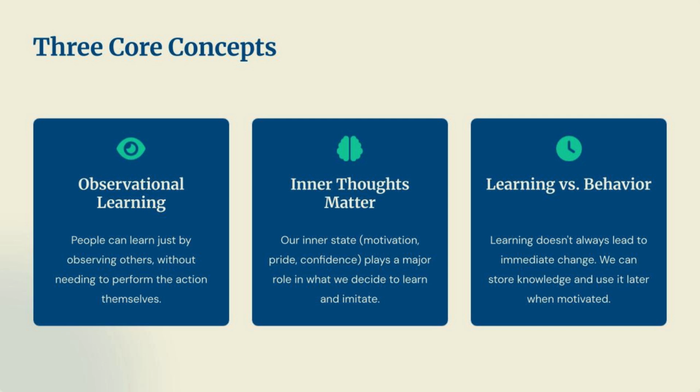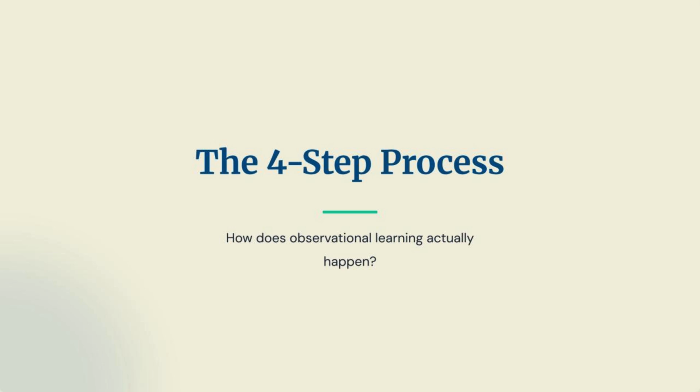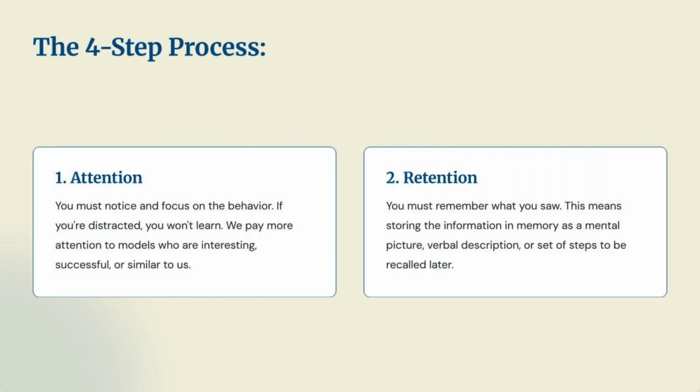Now, let's talk about how this learning actually happens. Bandura described 4 steps, or processes, that help us learn from watching others. These are like bridges between seeing something and doing it. The first step is attention. You have to notice and focus on the behavior. If something distracts you, you won't learn it well. For example, if a model is doing something interesting or new, you're more likely to pay attention.